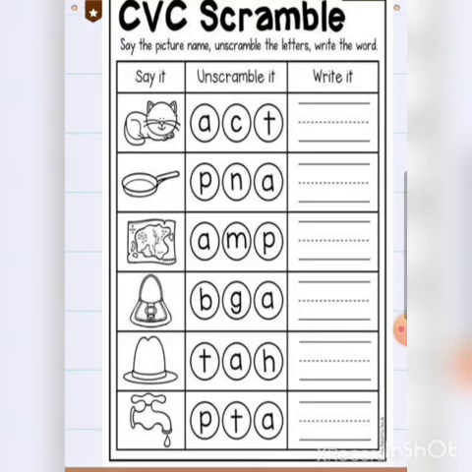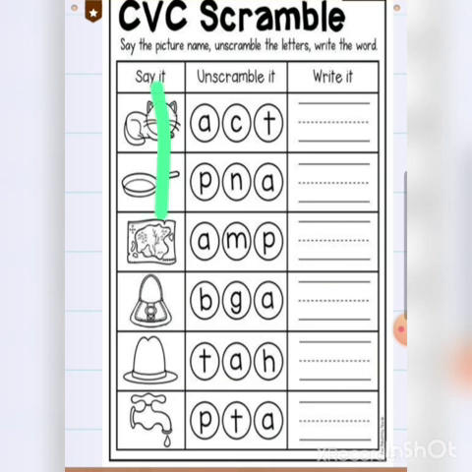Let's jump to the next page. Okay. Today the topic that we are going to discuss is CVC scramble. Scramble means that they ask you to say it, unscramble it, write it. In the first block they have given you the pictures. In the second block, the words they have given you are jumbled up. They are not in a correct sequence.